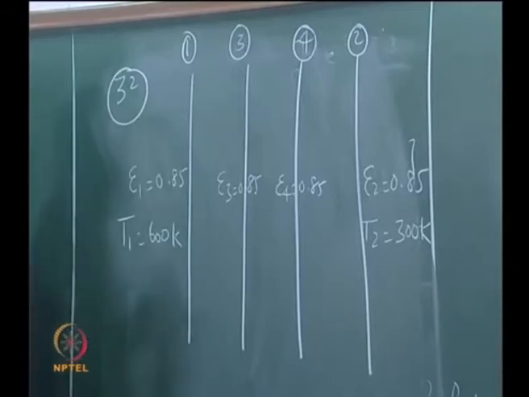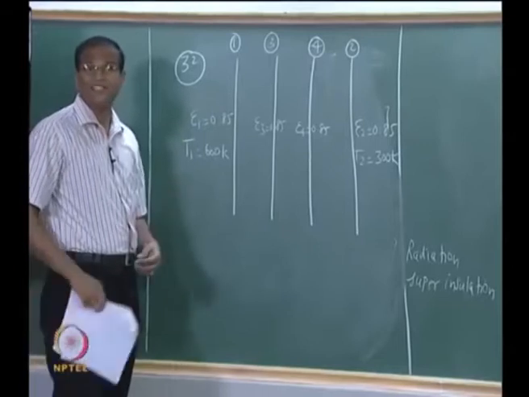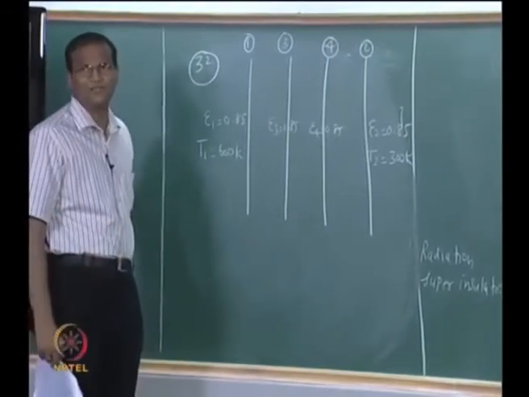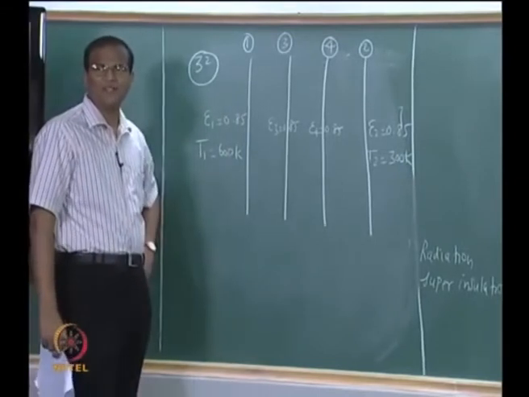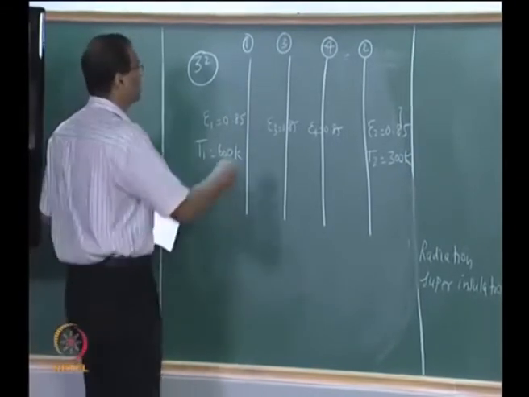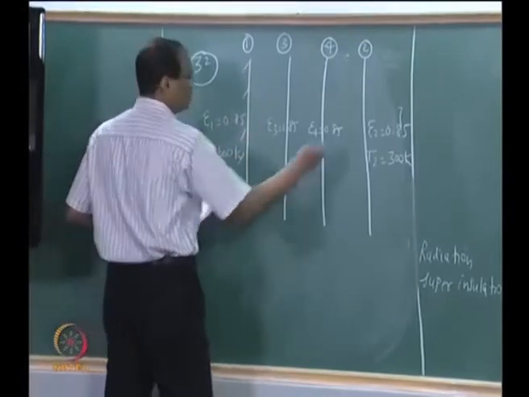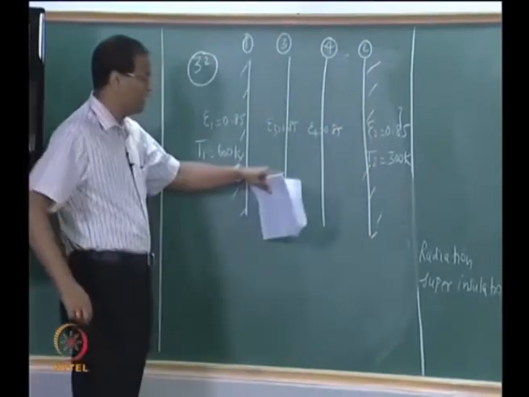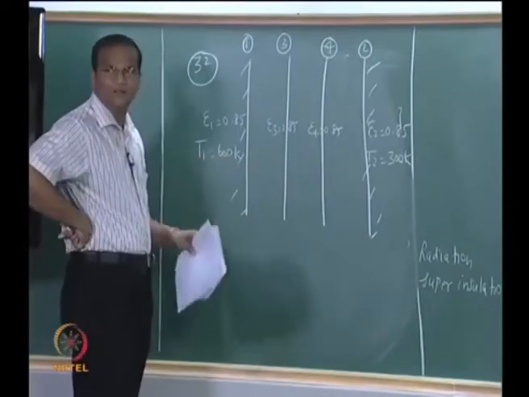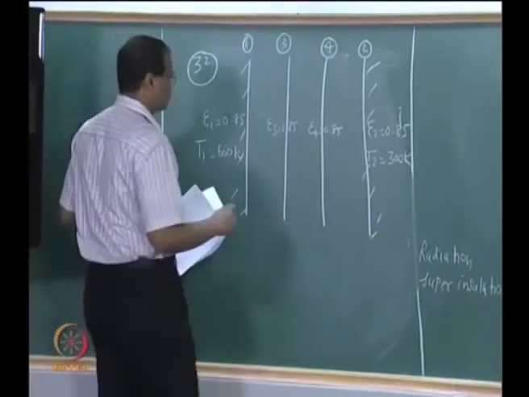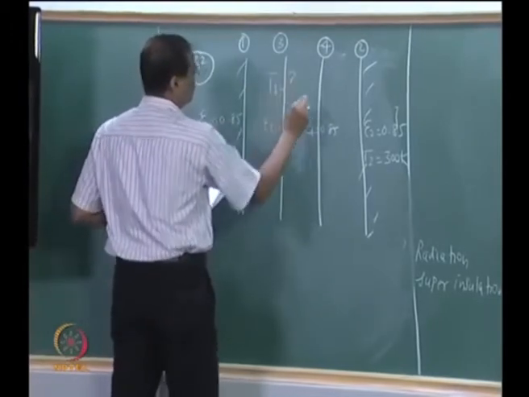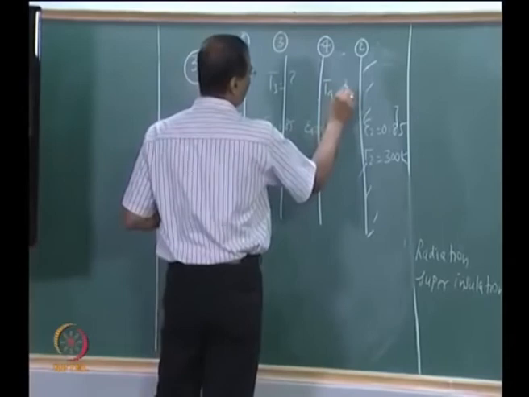How many surfaces are there in this problem totally? 6 surfaces are there. There are 2 surfaces for each of the 2 shields, which makes 4 surfaces, and 1 surface each for the plates. We do not care about the left side of 1 and the right side of 2, but we do care about the left side and right side of the intermediate ones. So T3 is not known, T4 is not known.